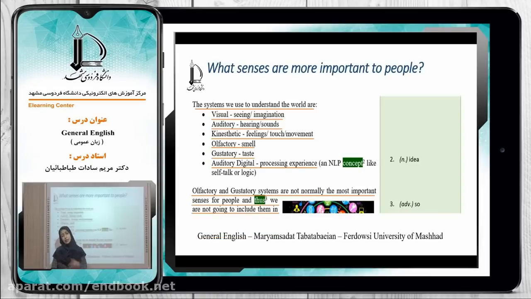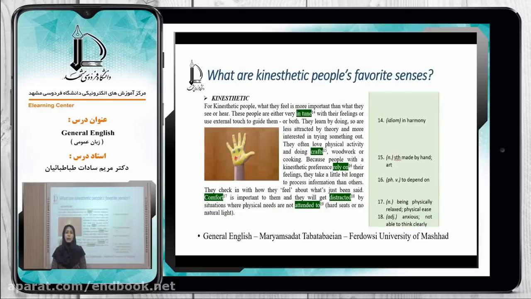So, let's move on to the next question. The question is about kinesthetic people. What are their favorite senses? The answer is most probably in this part. It is called kinesthetic. So the answer has to be there. Let's look at the paragraph together more closely.